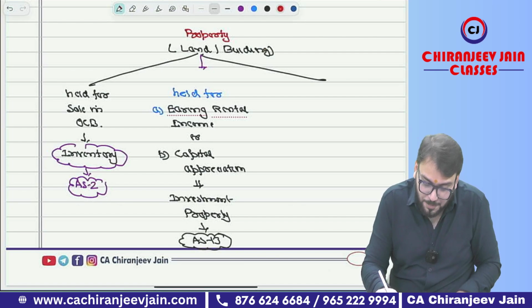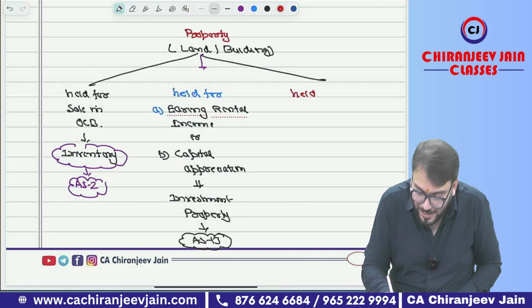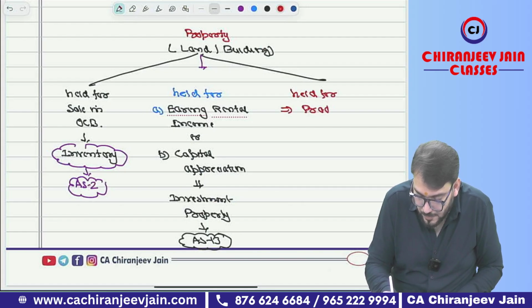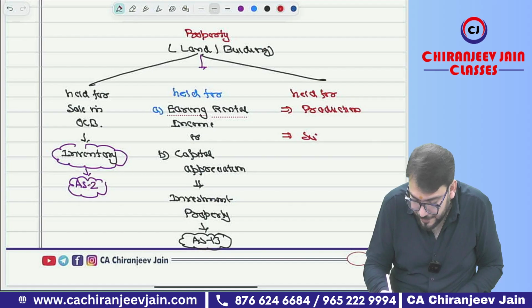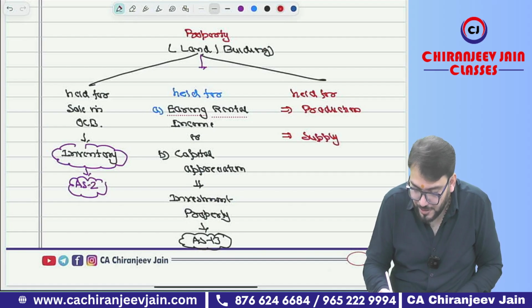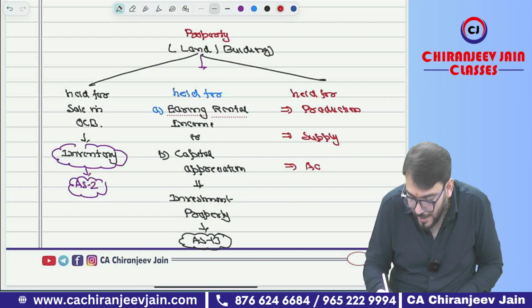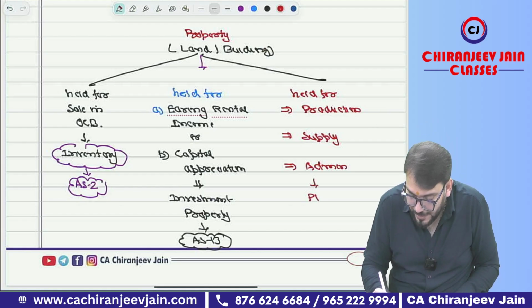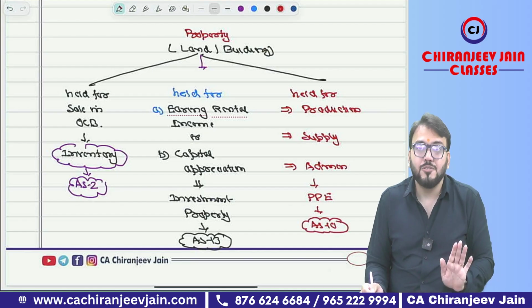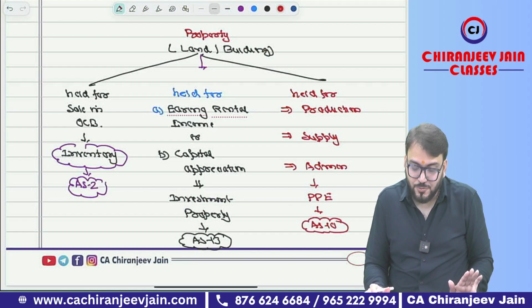It means any property which is held for production of goods or services, or supply of goods or services, or for admin purpose, this will be covered under AS10. So these are known as property, plant and equipment, and AS10 will be applicable. Understood? Have you understood this point?